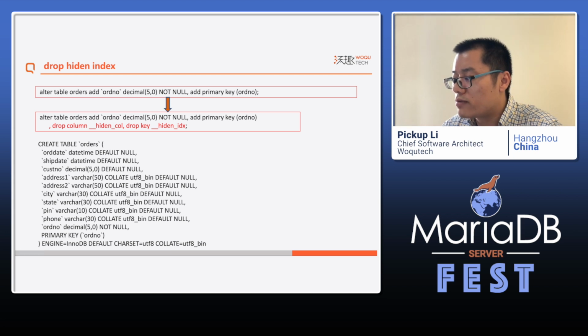Additionally, in order to prevent users from accessing the hidden column and hidden index, we need to restrict the privilege of this column during select, insert, update, delete, and show operations. The end user does not need to notice the existence of the hidden column and hidden index.